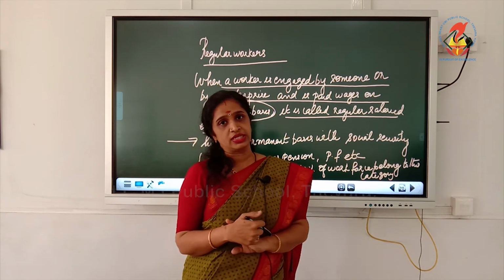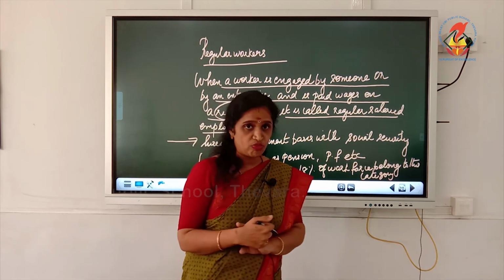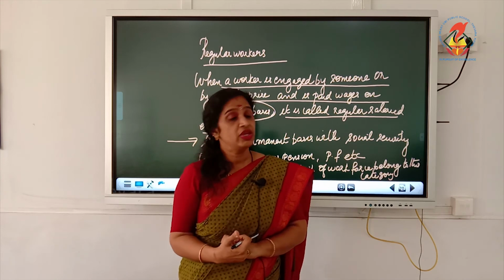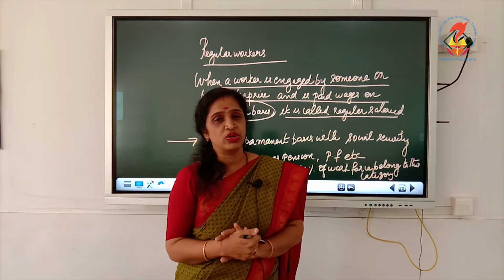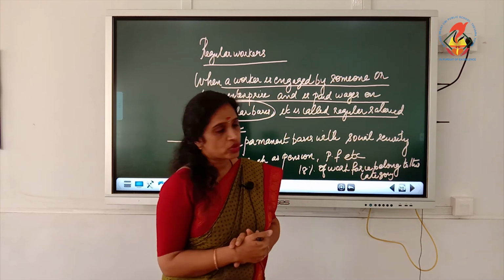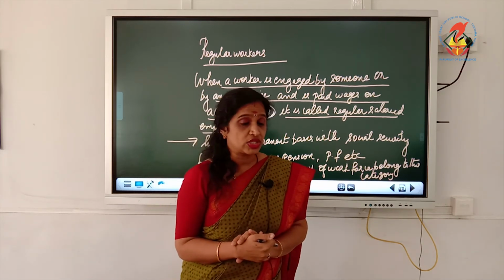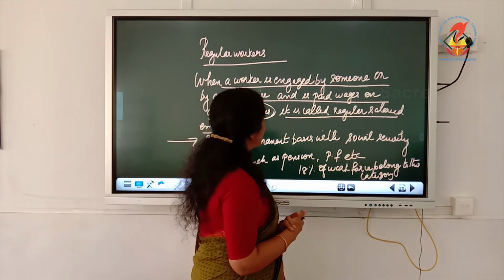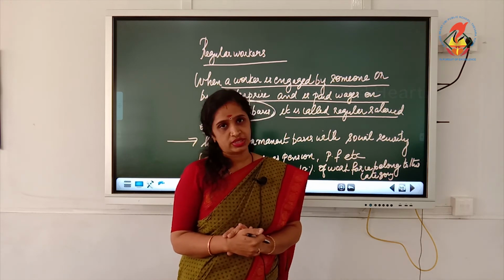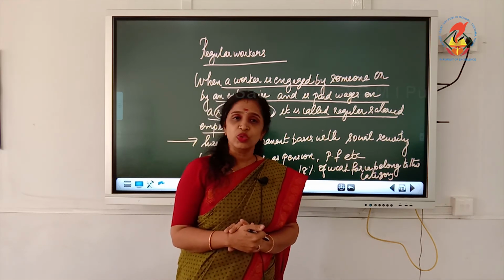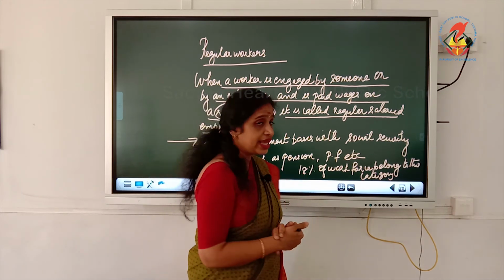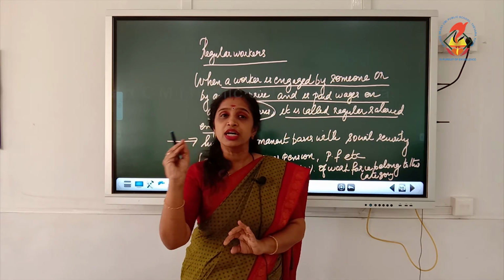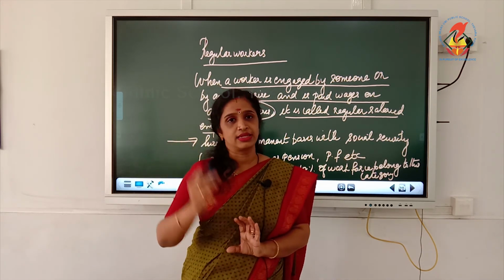So a regular worker is engaged by someone or an enterprise. It can be an enterprise or an individual. If it is an enterprise, a lot of people will be working in that particular enterprise. And they are paid wages on a regular basis. Monthly salary is an example for that, and that is known as regular salaried workers. So regular salaried workers are those people who are engaged by someone or by an enterprise and they are paid on a regular basis, for example, monthly salary.